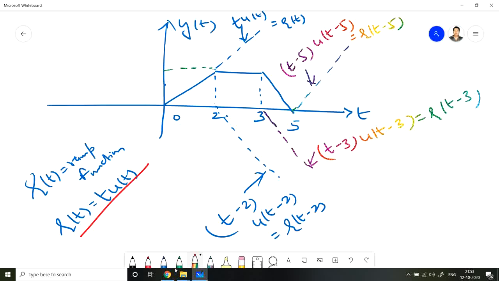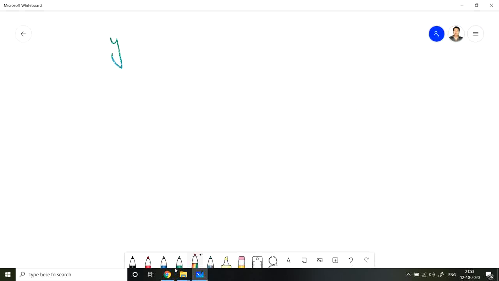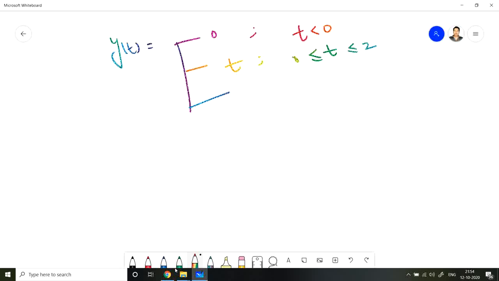This is the graph of y(t), and mathematically we can represent y(t). We can write y(t) in mathematical form: y(t) is equal to 0 for t less than 0. Then y(t) is equal to t for 0 less than or equal to t less than or equal to 2. Then y(t) is equal to 2 when 2 is less than t less than or equal to 3.